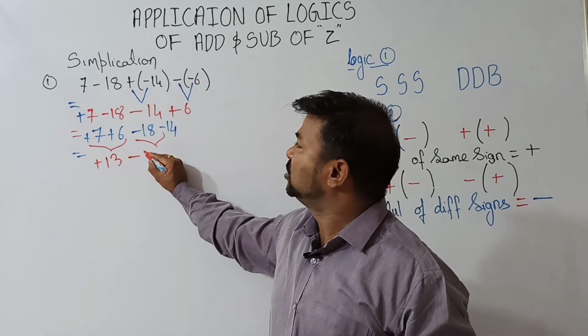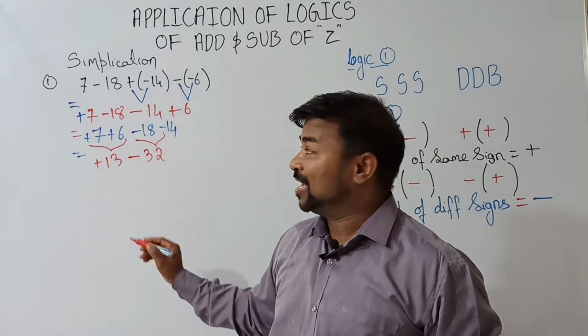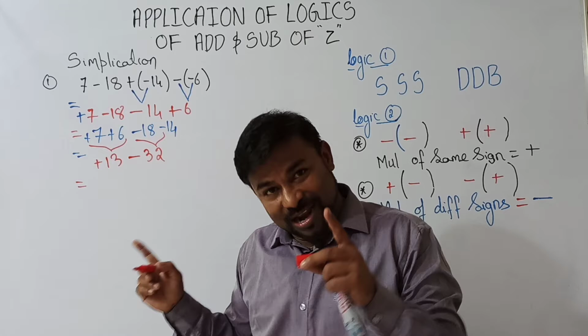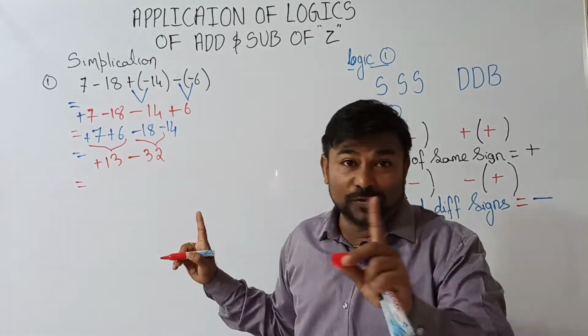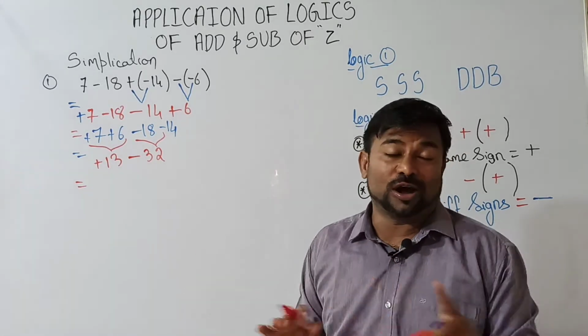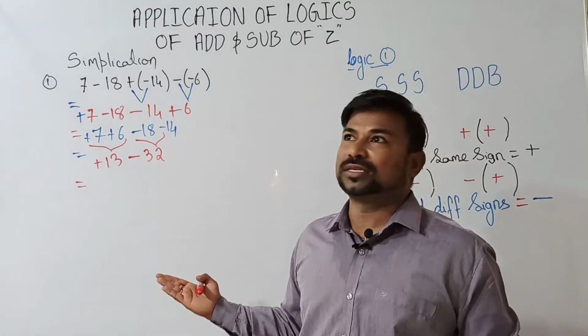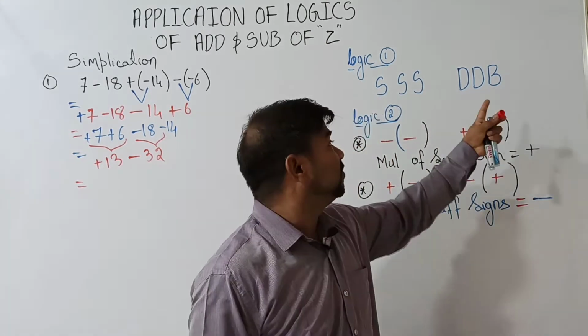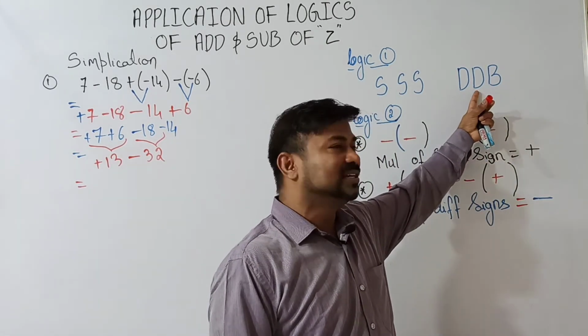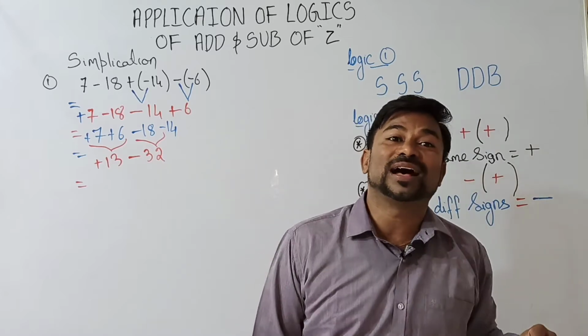20, 32. Okay, now the next step. Now again, ippudu chudandi, we don't have any multiplication, so we are not going to multiply anything. Sir, then what to do? We are having different signs. Find the difference and keep the bigger number's sign.